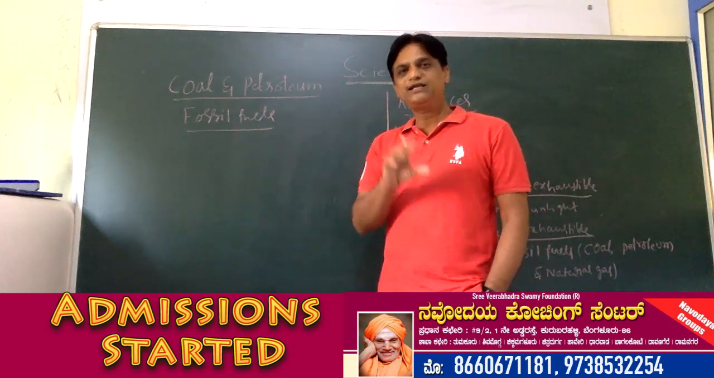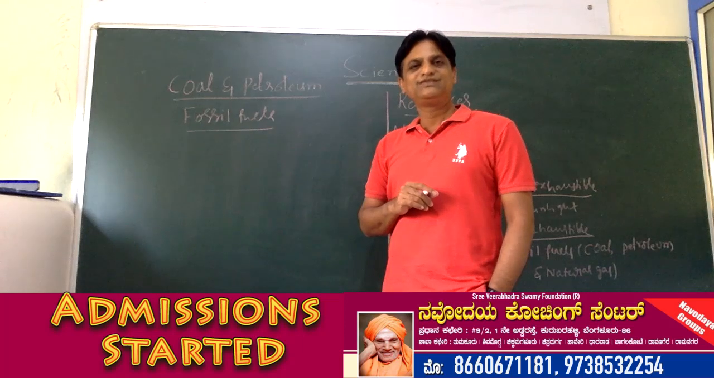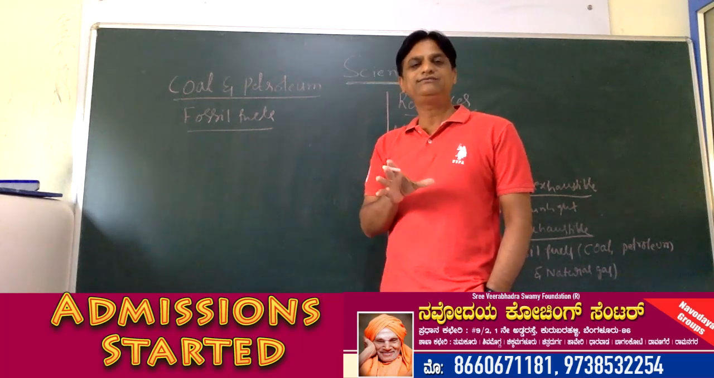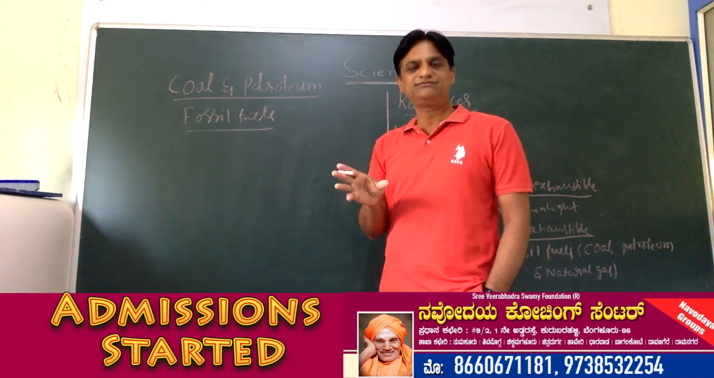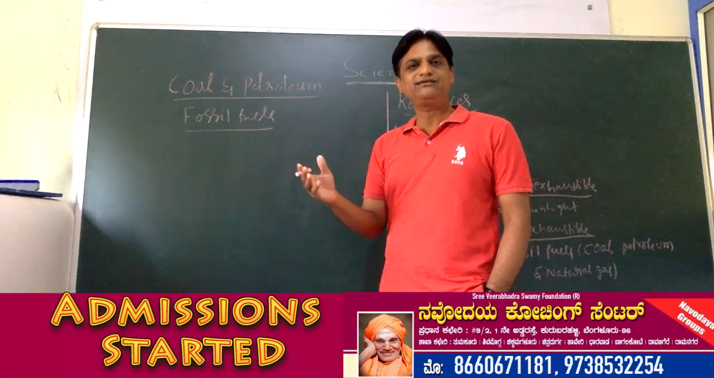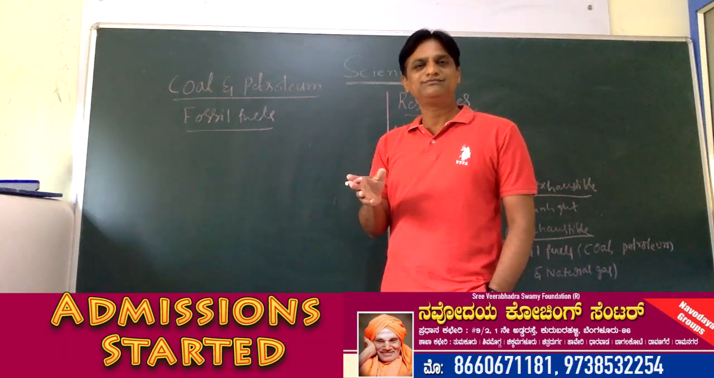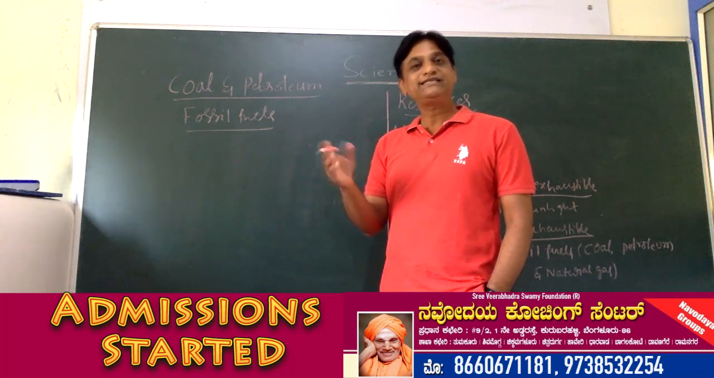So dead remains of plants and animals that lived in the remote past are known as fossils. I think all of you have seen a film called Jurassic Park. In Jurassic Park, you have seen an animal called a dinosaur. Do you find dinosaurs now, like tiger, lion, elephant? No, they are not there. So they have become extinct.